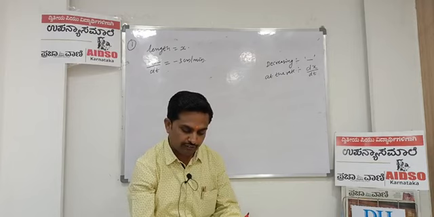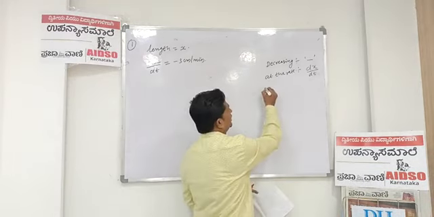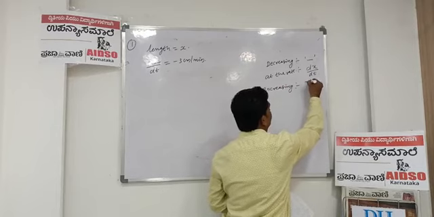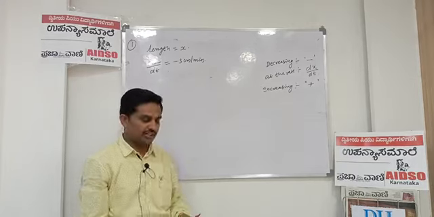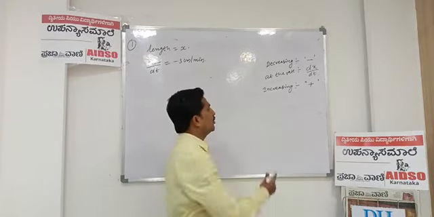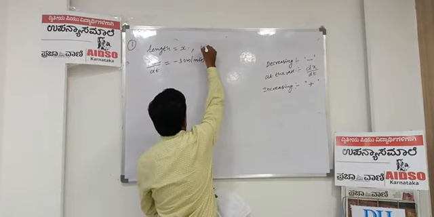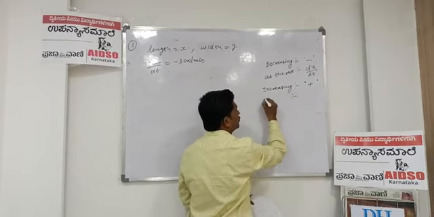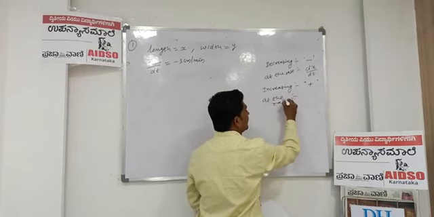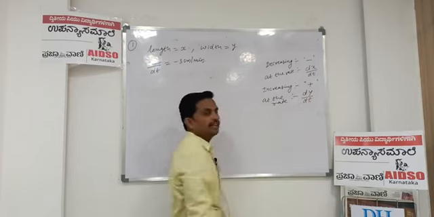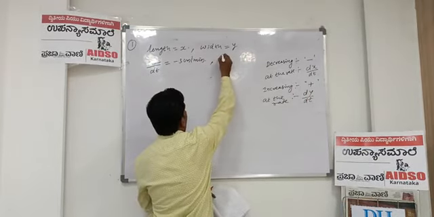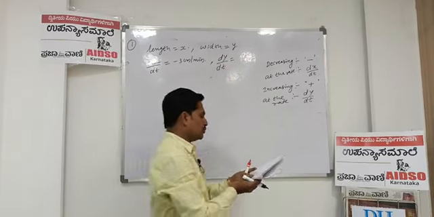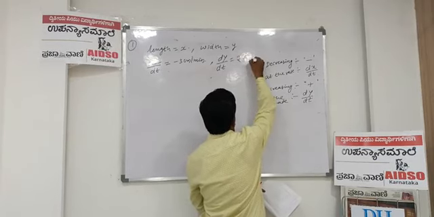Moving to the next part: the width y is increasing. Here one more term is given, increasing, and it is quite simple to understand. When increasing is given, the sign should always be plus. At the rate of, it means the width y of the rectangle is changing with time, so it will be taken as dy by dt. Therefore the next data is dy by dt is equal to 2 centimeter per minute.